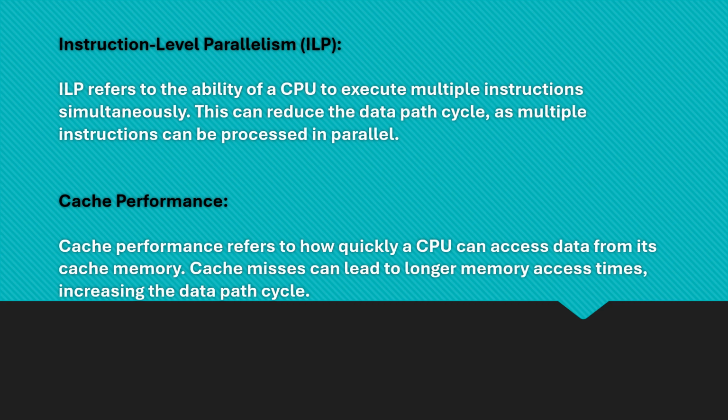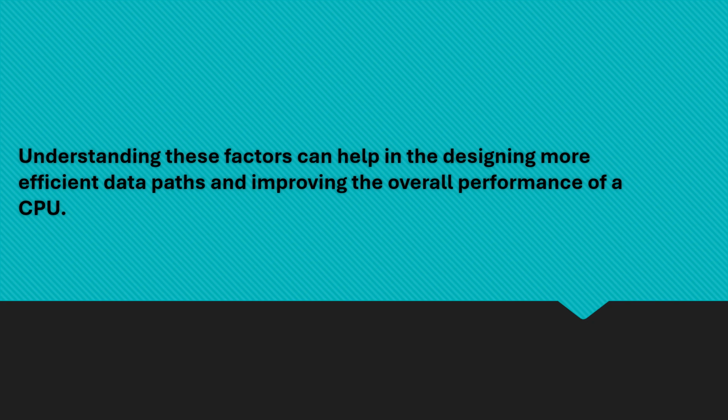Cache performance. Cache performance refers to how quickly a CPU can access data from its cache memory. Cache misses can lead to longer memory access times, increasing the data path cycle. Understanding these factors can help in designing more efficient data paths and improve the overall performance of a CPU.